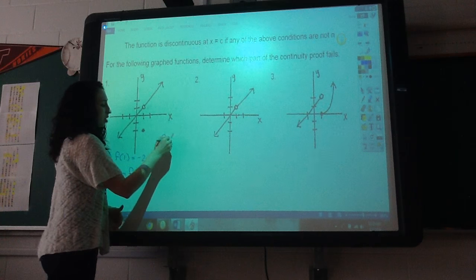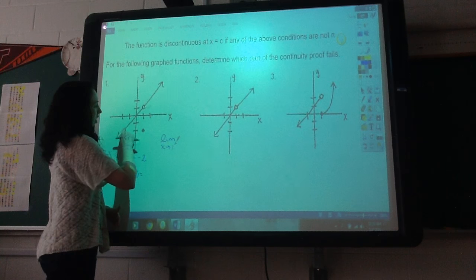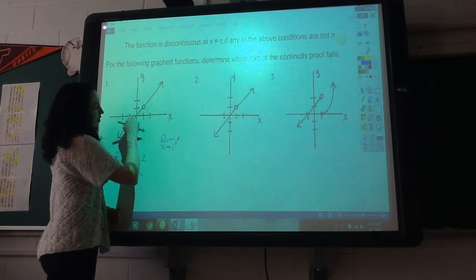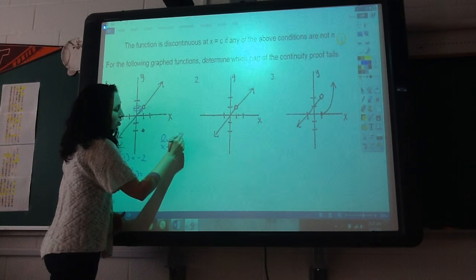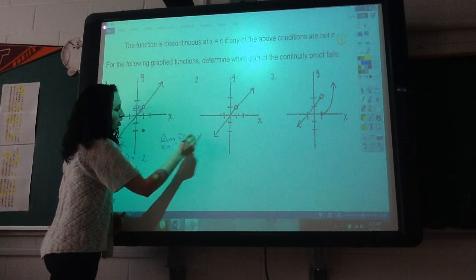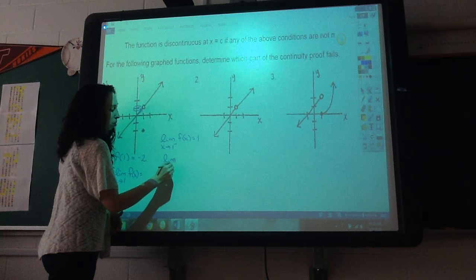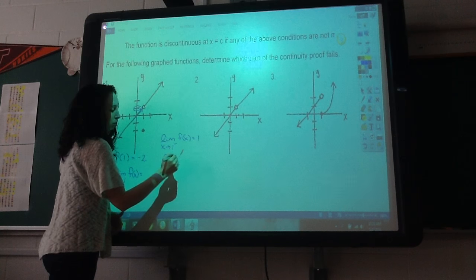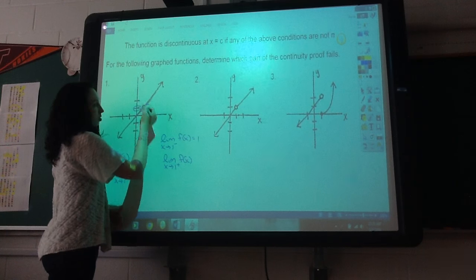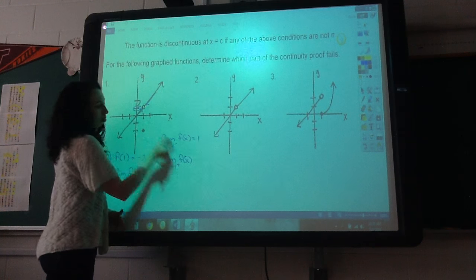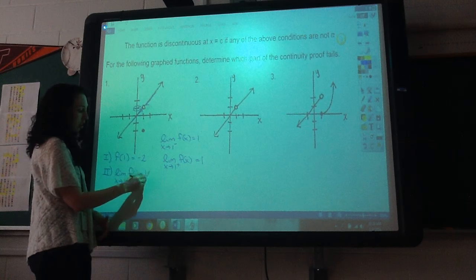So if I have the limit as x approaches 1 from the left, I look like I'm going towards this 1 value. So from the left, I'm going towards 1. Then I'm going to do the same thing coming from the right. So the limit as x approaches 1 from the right of f of x. So coming from the right towards that point, I'm also approaching 1. Left and right match, so my overall limit is 1.